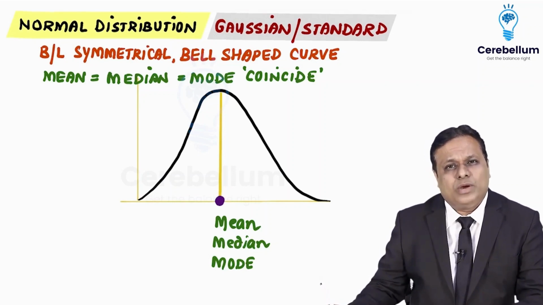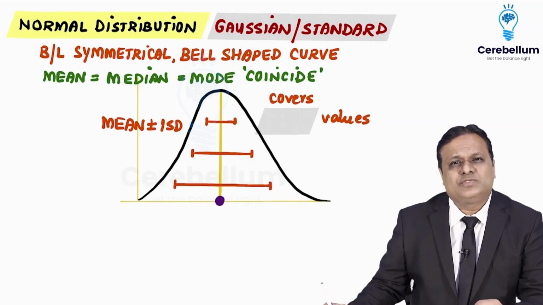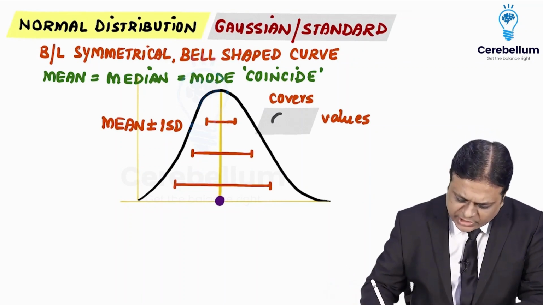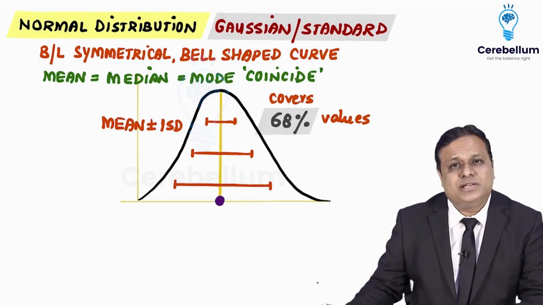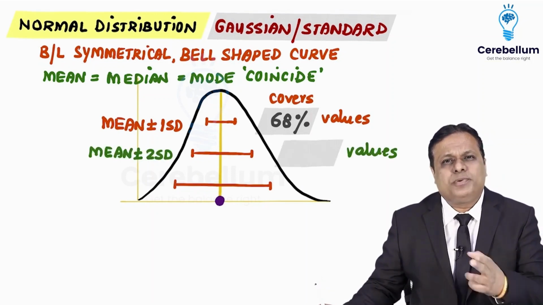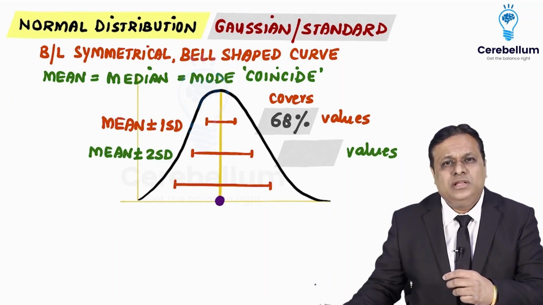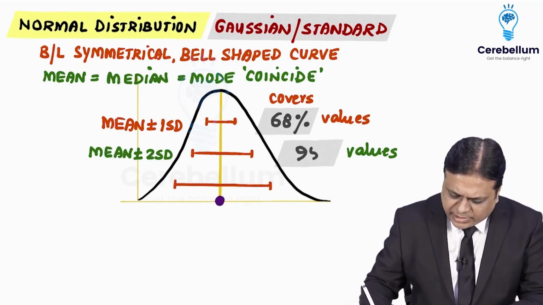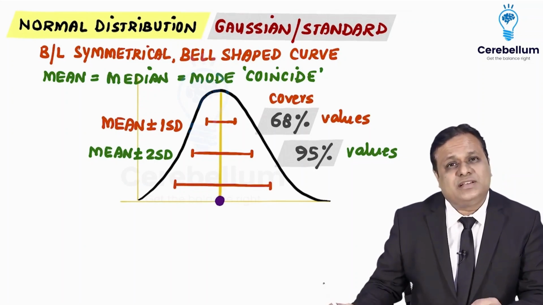Let's look at them one by one. Mean plus minus 1 standard deviation covers how many values in the given distribution? That is 68.3%. We can remember 68%. Similarly, mean plus minus 2 standard deviations cover what percentage of values in a normal distribution? This is 95.4%. If we can remember 95%, this is sufficient.